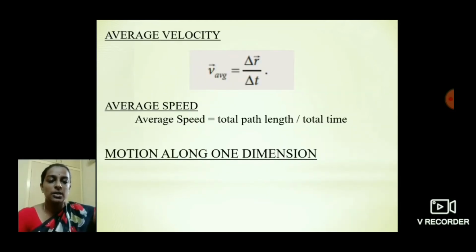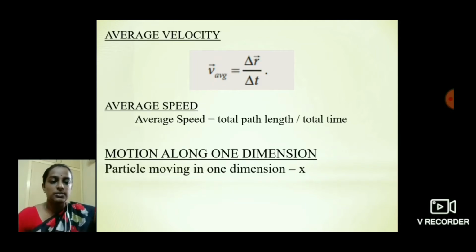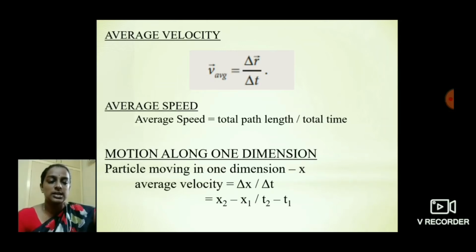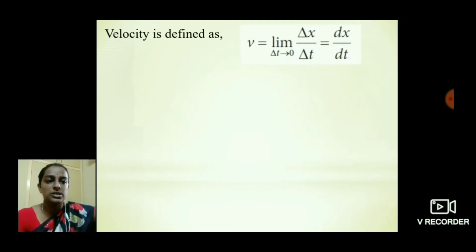Next is motion along one dimension. Let's take a particle x moving in one dimension. Average velocity is delta x by delta t, that is x2 minus x1 by t2 minus t1. So velocity is defined as v is equal to dx by dt. So when we interchange and integrate, we get the integral from x1 to x2 of dx is equal to the integral from t1 to t2 of v dt.